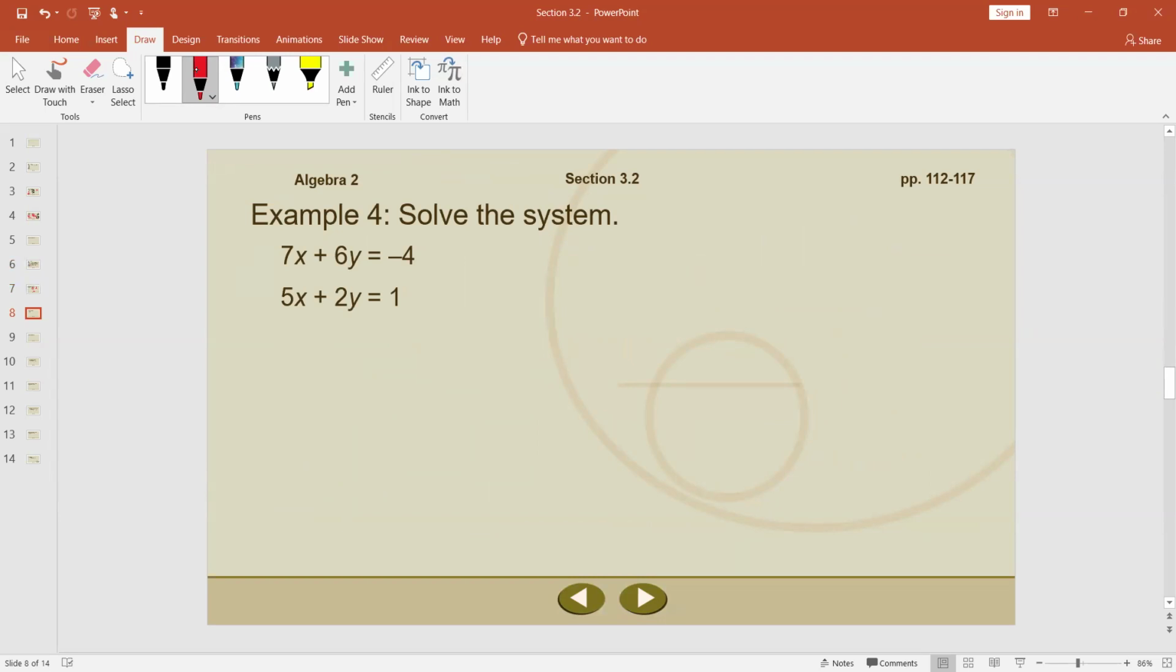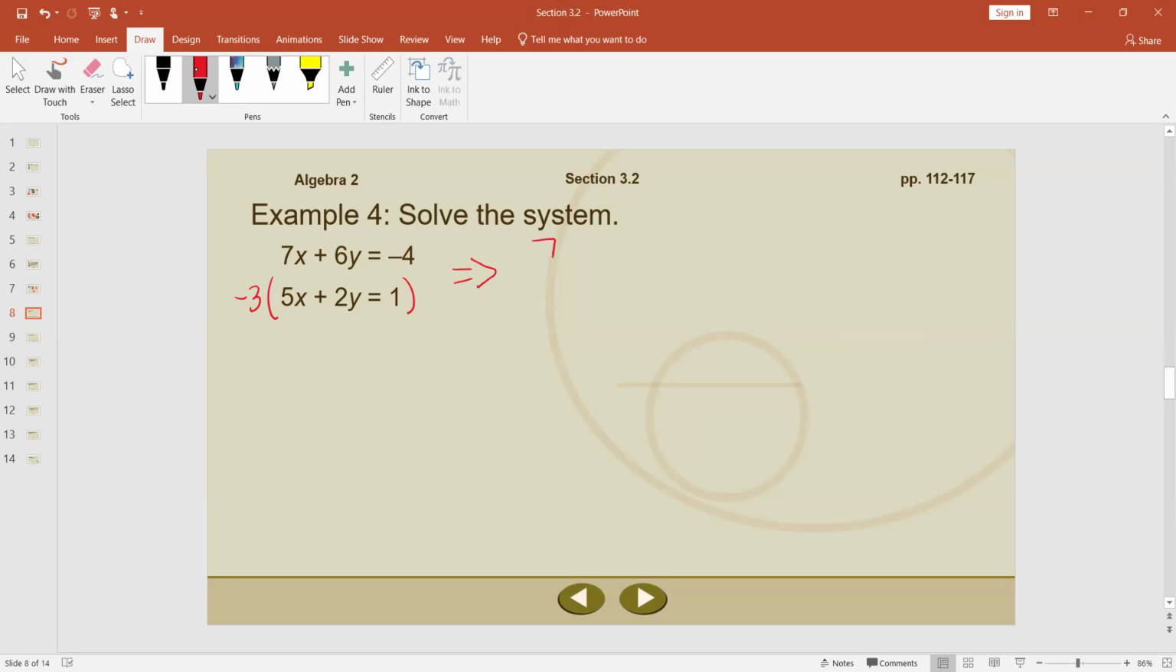Okay. So in our example, note 4, you need to look at the two equations and figure out which variable might be the easiest to eliminate. In this case, I know that 2 is a factor of 6, and they're both positive. So what that means is I could multiply this entire second equation by -3, because I know -3 times +2 gives me -6. That would cancel out my y variable. So I'm going to do that first and then solve for x.